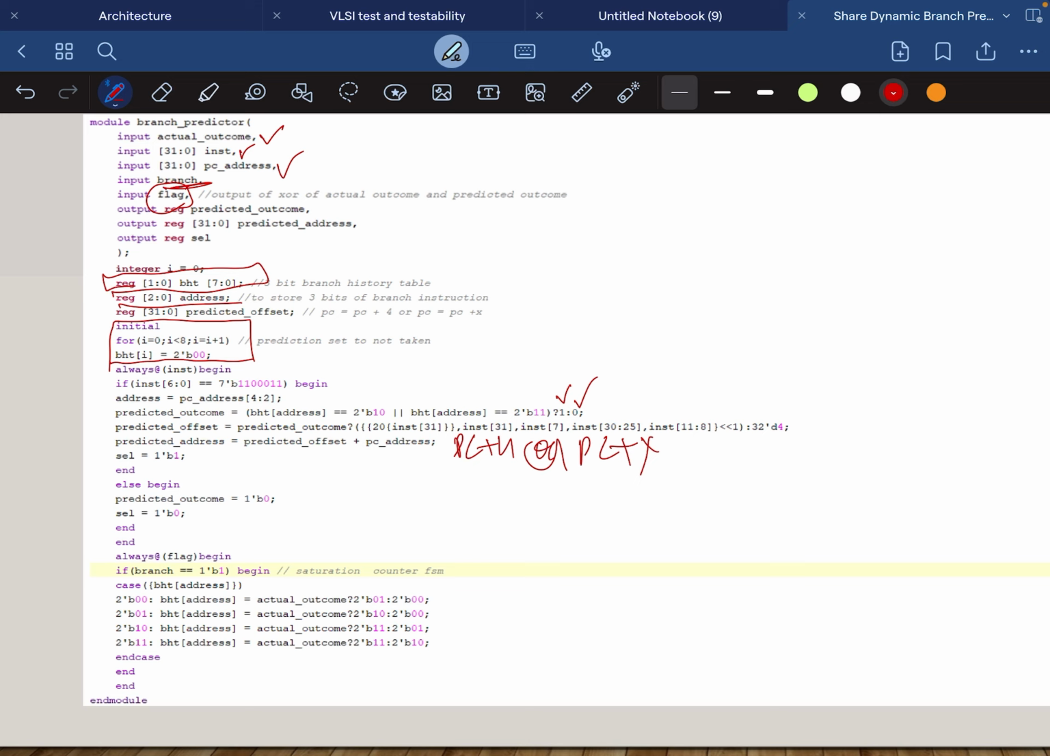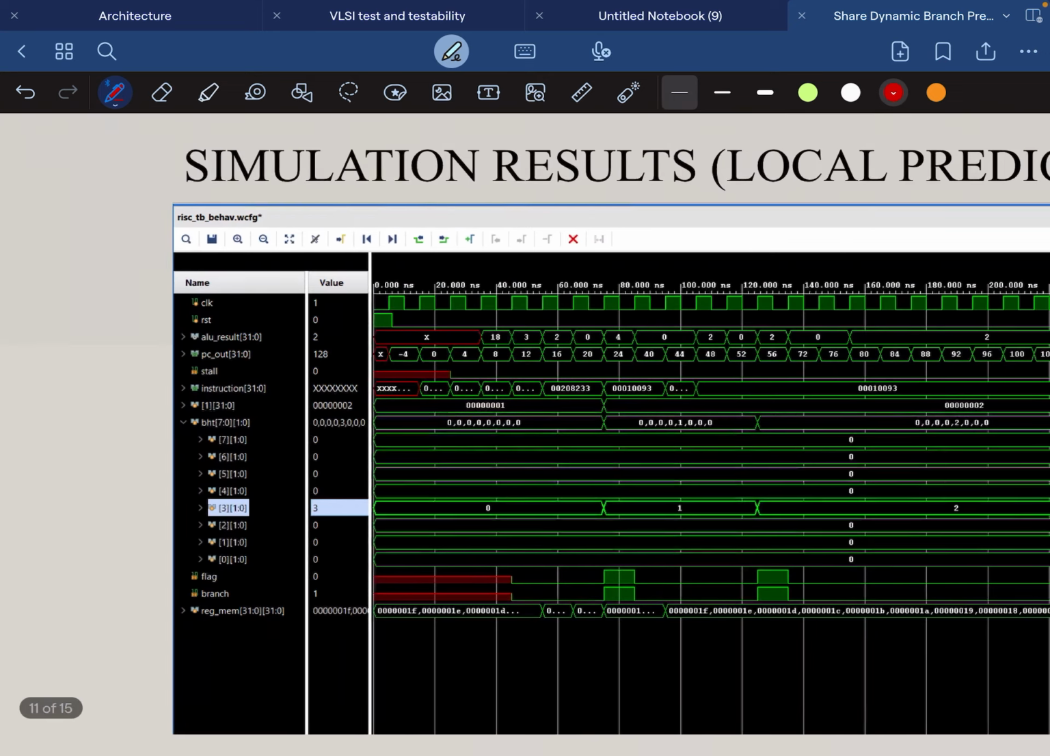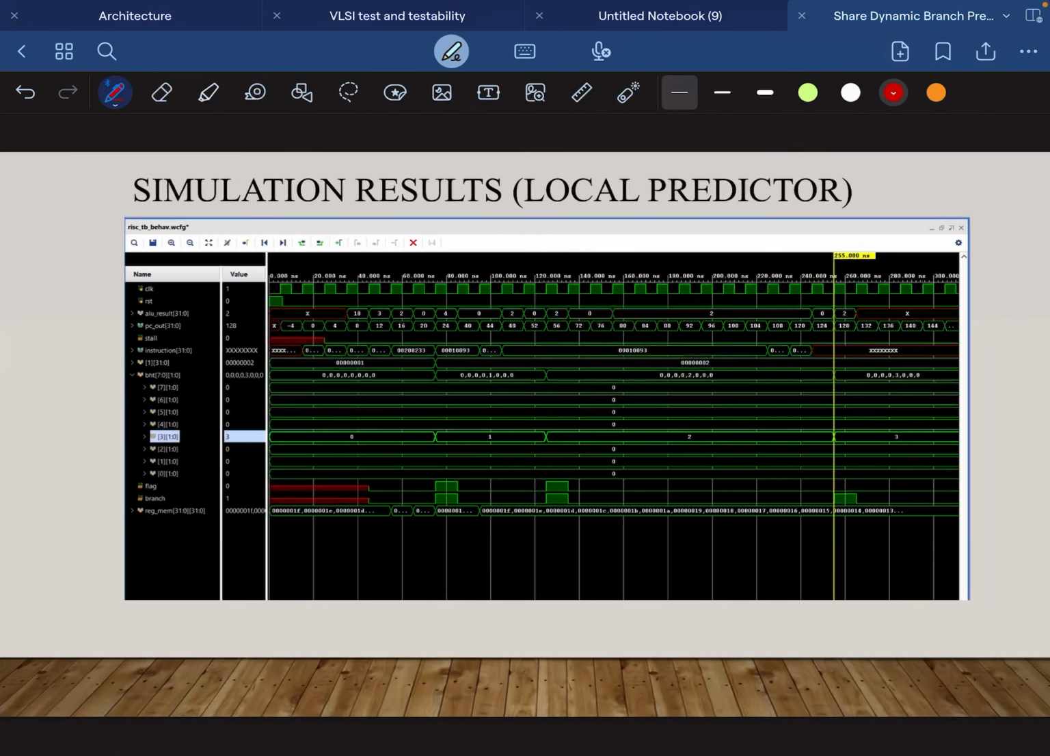After the actual outcome, after the flag bit has come, it states whether there is a discrepancy or not. If there is a discrepancy, the state has to be changed. This is the implementation of the FSM which you have seen before. So these are the simulation results.